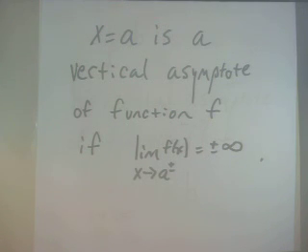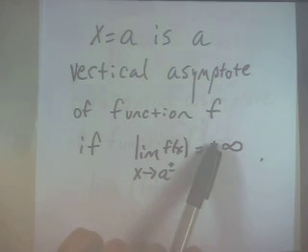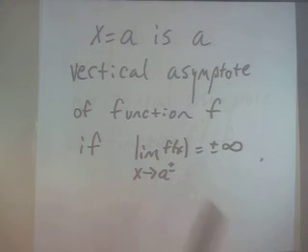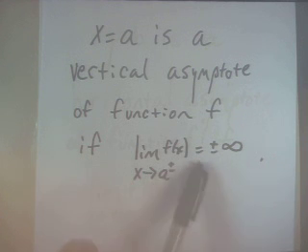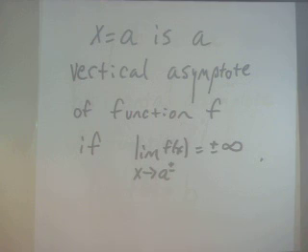The vertical line x equals a is a vertical asymptote of a function f if any one of four limits is true. If the limit of the function as x approaches a from the right equals either positive or negative infinity, or if the limit of the function as x approaches a from the left is equal to positive or negative infinity, then x equals a is a vertical asymptote.